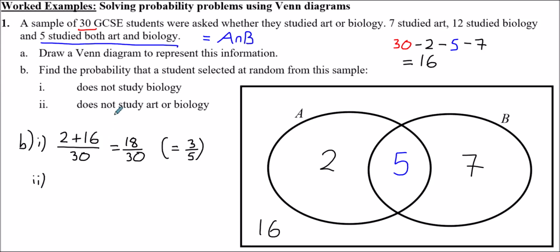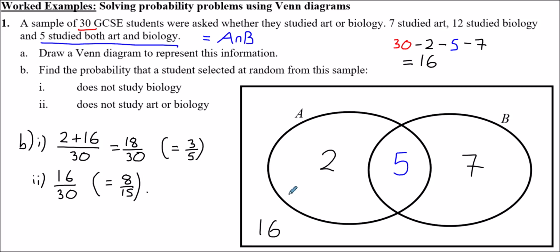Part 2 does not study art or biology. The ones that don't study art or biology are all these people outside of the union of A and B. So if we don't study art or biology, we're just left with these ones here, this 16. So that's going to be 16 out of 30. And again, if you want to simplify it down, be my guest. That's 8 over 15. So that's question 1 complete.